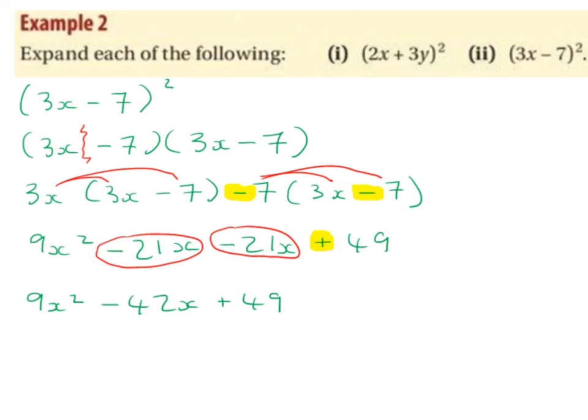Bring down the 9x squared, group together the minus 21x and the minus 21x to give minus 42x, and then bring down the plus 49. So I get 9x squared minus 42x plus 49.